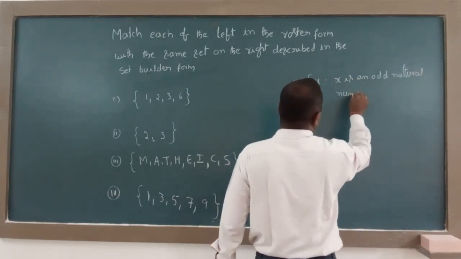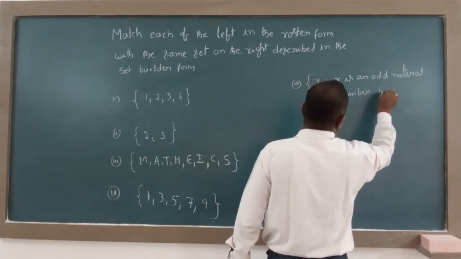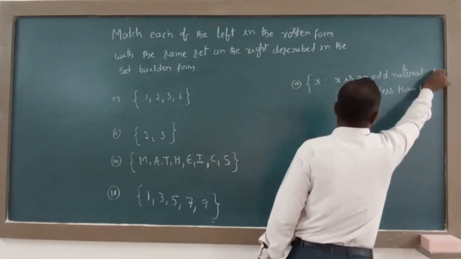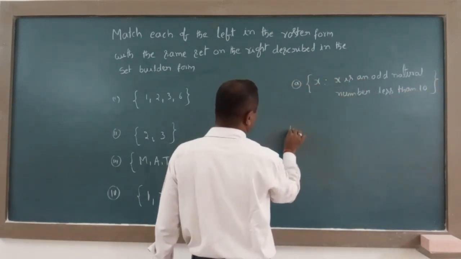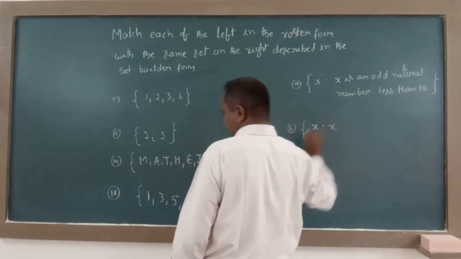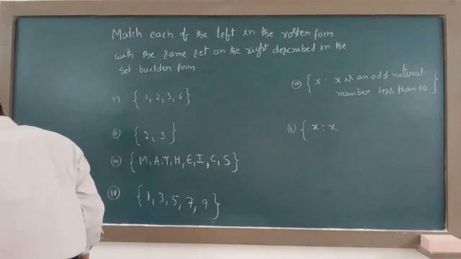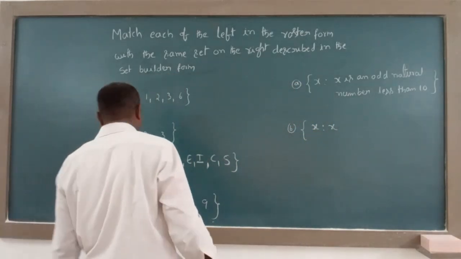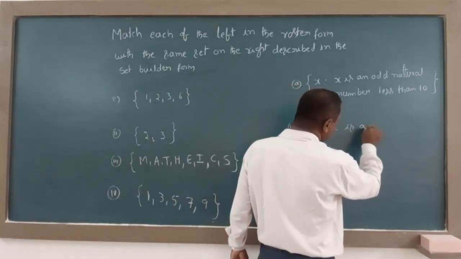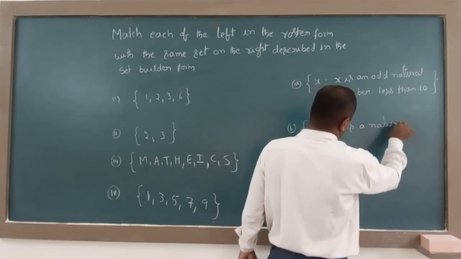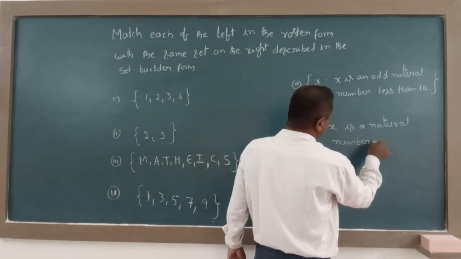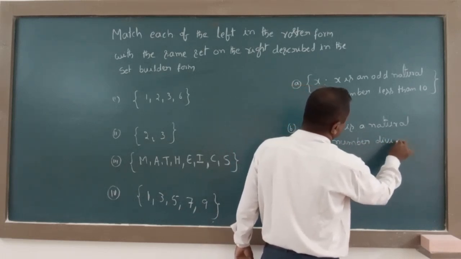Natural number less than 10. That is one. Second, B. X is such that X is a natural number divisor of 6.